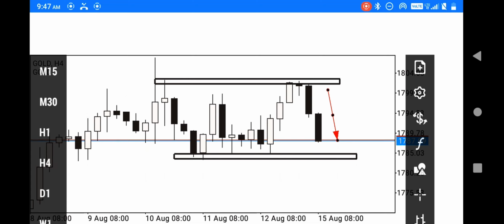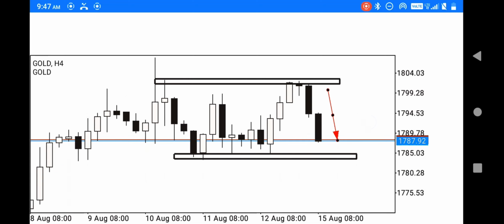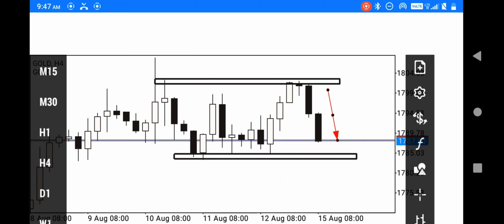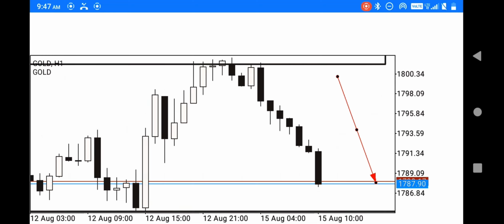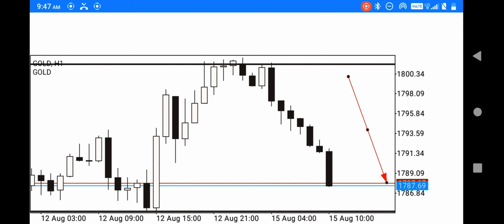So I was looking at that. I was definitely looking to sell gold. Once I have my bias from my 4 hour, I will lower my time frame to 1 hour. I will move to the 1 hour time frame.